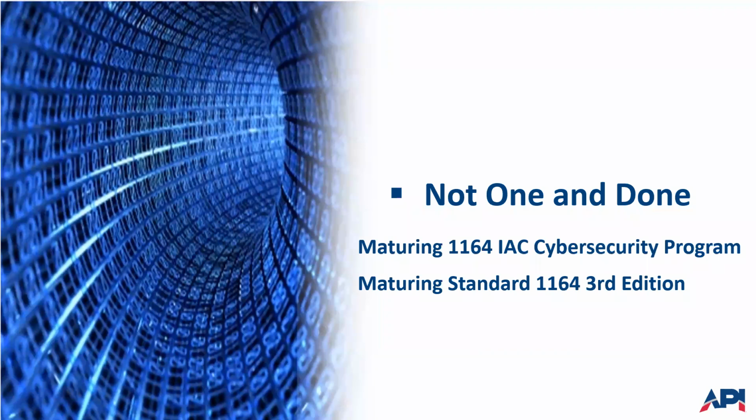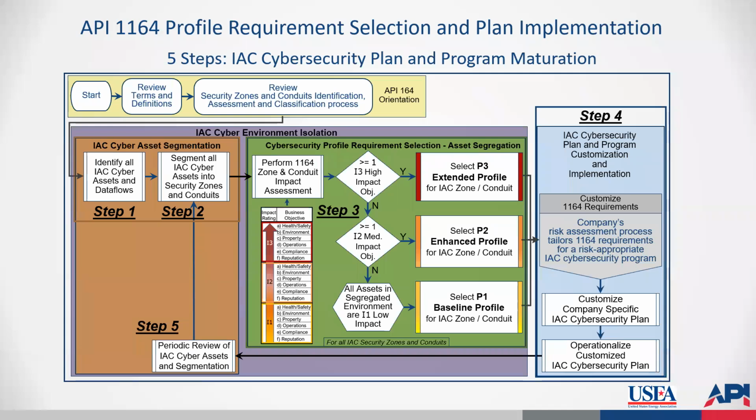So again, security is not a one and done. So you need to be able to mature your security program, and the 1164 standard itself needs the ability to be matured over time. So we have this model in the standard that gives you kind of a roadmap on how to implement the standard. And it's basically 5 steps, which take you through the segregation of your OT network from your IT network, doing your impact assessments, selecting requirements, tailoring those requirements for your own specific implementation and your own specific risk profile, and then looping back around on step 5, doing a maturity step upgrade, right? And looking at improving your program.